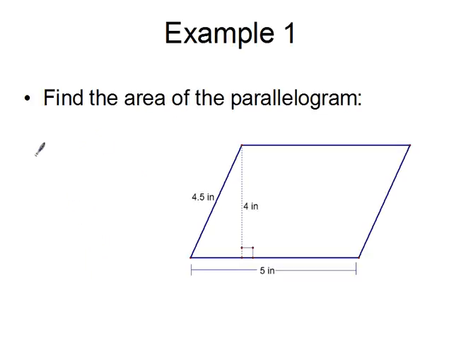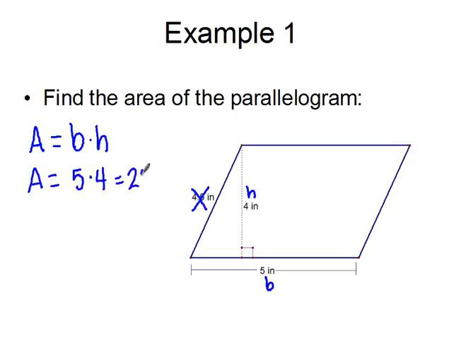We want to do area of the parallelogram. So the formula is area equals base times height. Alright, so the base in this picture depends on how you look at it. The height has to be perpendicular to the base. So this is the height, this is the base. The 4.5 has nothing to do with anything. Okay, so we'll do 5 times 4, we get 20 inches squared.